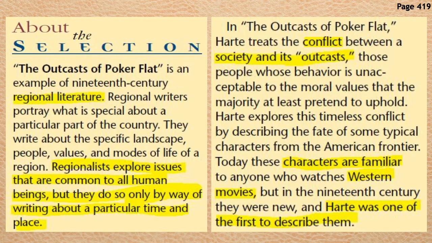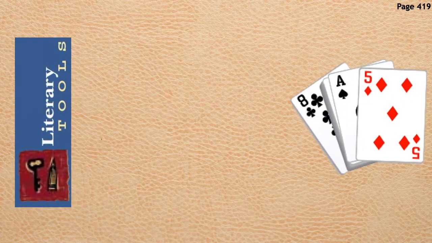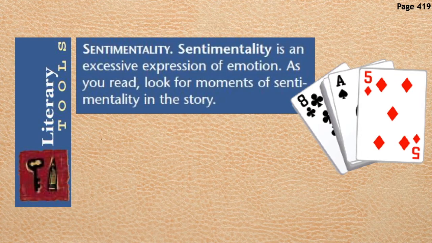We've got to be able to connect to the characters. And then the idea of conflict in this one is society against these outcasts and what that means and whether it's ethical and moral. And keep your eyes open for elements of what you would consider to be the classic Western. Now, our literary terms for this, the first one that we're going to have is sentimentality.